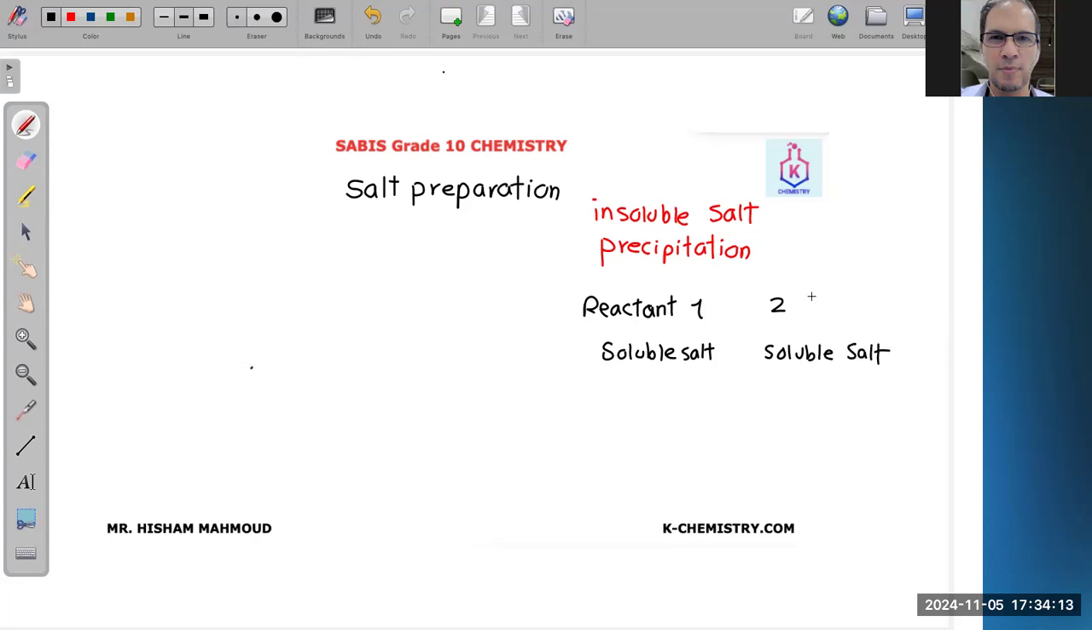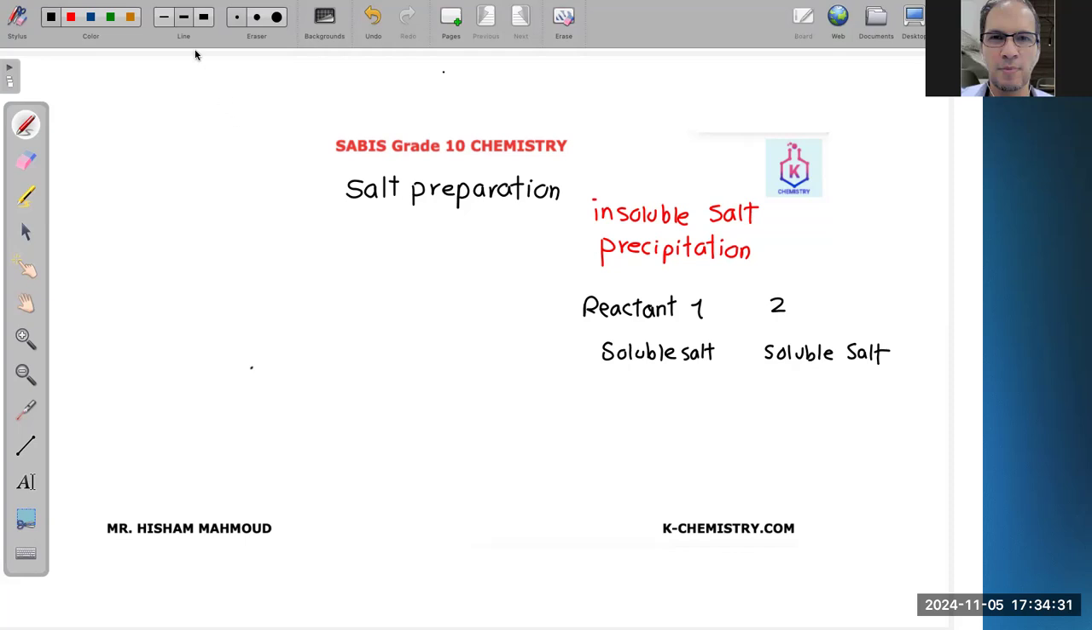And we said that you will mix them together and form the precipitate. And this precipitate, you will make filtration for it. Then you will take the residue and wash it with distilled water. Then you will dry it in the oven. That was the method with the exact details.